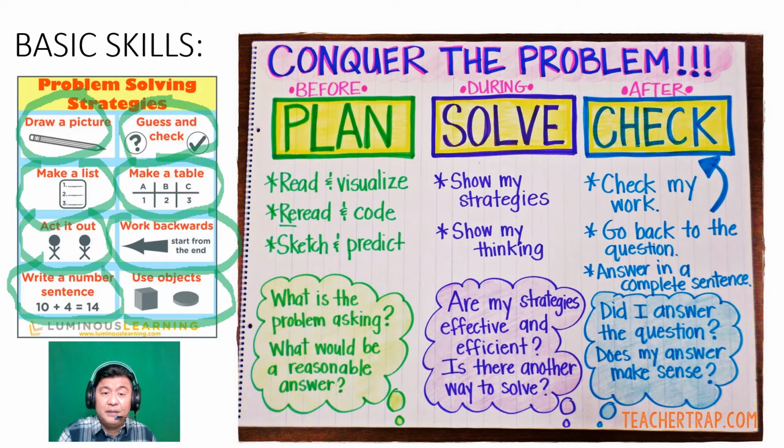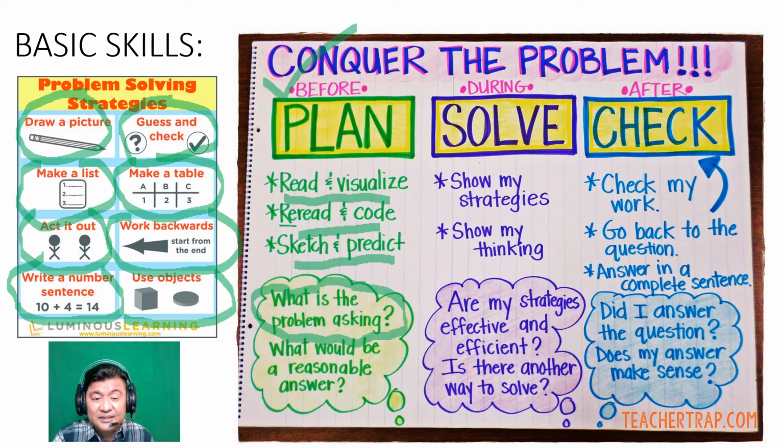And when you read a problem, these are the three things you need to do. Plan. Don't just solve immediately and bring down any number you see there. There is a lot of reading and visualizing, rereading and coding, sketching and predicting. Okay, and then you should know, very important, what is being asked. Some kids are solving for the weight of the dog, but that's not what's actually being asked. What is being asked is the age of the dog, right? So at the end, is my answer reasonable?